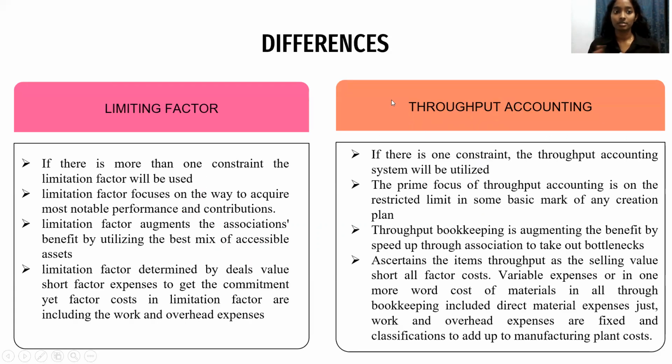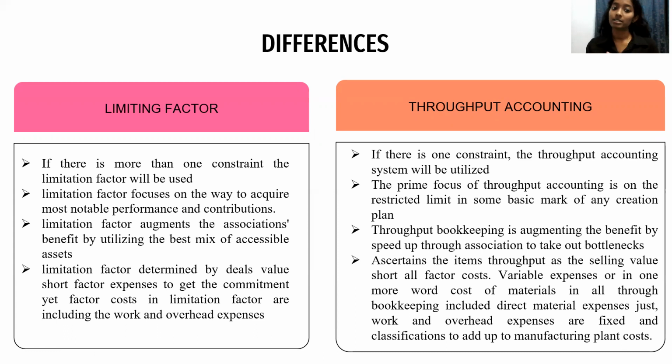Next, we will be looking into the differences between both the systems. So limiting factor would be only used when there is more than one constraint, while throughput accounting would be used when there is only one constraint. Limiting factors focus mainly on how to acquire the notable performances and how it could give contribution to the company, while the prime focus for the throughput accounting is on the restricted limit in some basic mark of any creation plan. And other than that, limiting factors increases the association's benefits by using the best mix of accessible assets, while throughput accounting actually increases the benefit by speeding up the associations to take out the bottlenecks.